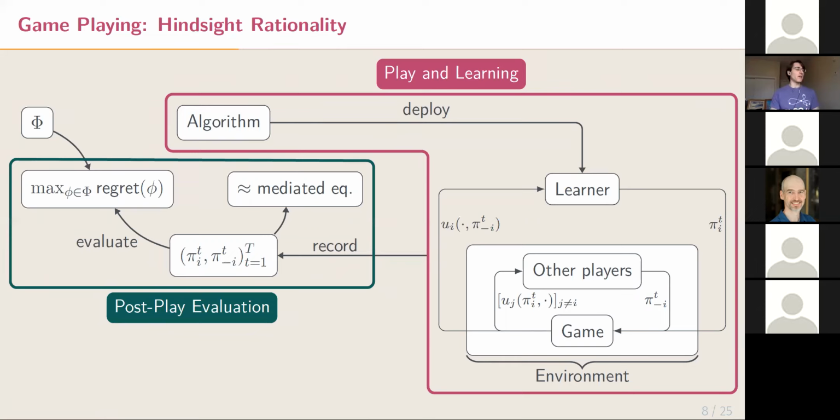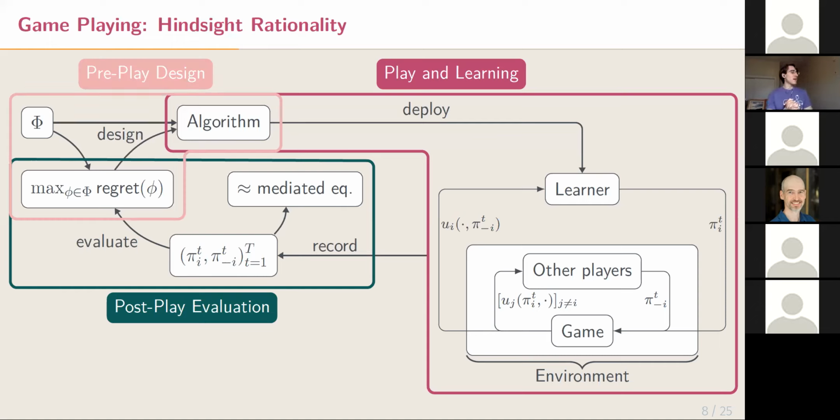After we've deployed the learner and it's played a bunch of rounds, or as it's going, we can record, post hoc if we wanted to, the strategy profiles generated by all the players, and we could evaluate the performance of the learner in terms of the regret, or we could check if the strategy profiles form an approximate mediated equilibrium. But again, in contrast with the artifact paradigm, we're not going to use that mediated equilibrium to solve our problem. The learner's behavior was driving the solution to our problem.